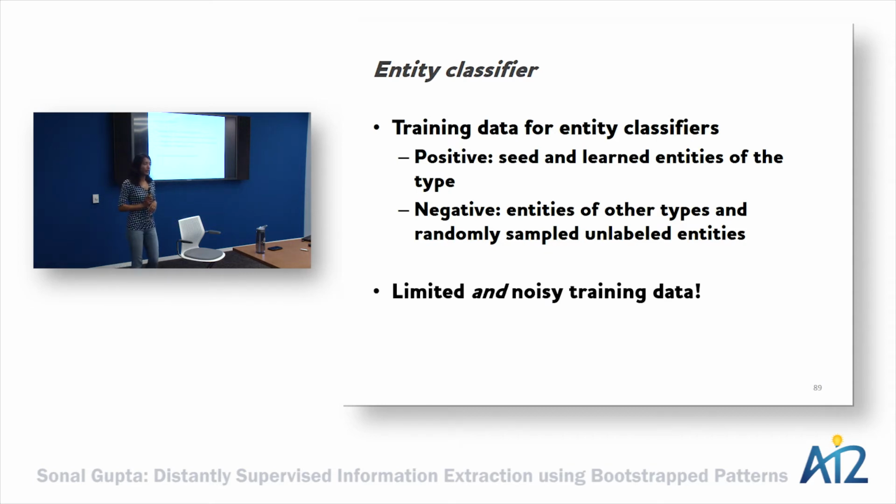So this data set is pretty limited and noisy. The reason it is limited is because we have very small seed sets. And the reason it is noisy is because these randomly sampled unlabeled entities can be positive, but we are just sampling them as negative, which is a huge problem in any of these bootstrap systems: you sample the unlabeled as negative, but you have no idea what the label actually is.